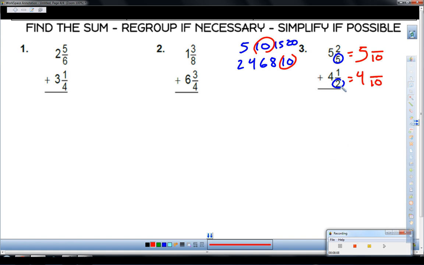How did I get from 2 to 10? Well, that was times by 5. So I better do 1 times 5, which is 5. How did I get from 5 to 10? Well, that was times 2. So 2 times 2 is 4. All right. 4 tenths plus 5 tenths is 9 tenths. 4 plus 5 is 9, and that is our answer. Why don't you pause the screen now and try the next 2.